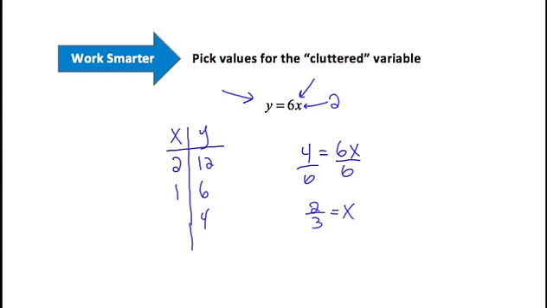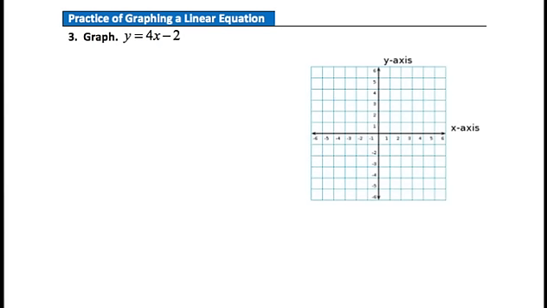But if we pick values and substitute those in for the cluttered variable, the actual process gets a lot smoother and a lot easier. All right, so let's go ahead and practice this idea I just showed you about working smarter. So we're going to graph this equation, y equals 4x minus 2. And so go ahead now and pick values for the cluttered variable, which in this case is x. You can plug values in for x here, and a lot of times you can do the calculations mentally to see what the values for y need to be to make this a true statement. So go ahead and pause your video player and graph this equation. When you're done, hit play to see how you did.